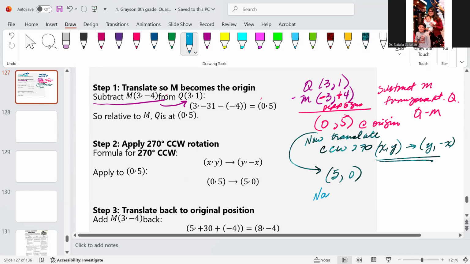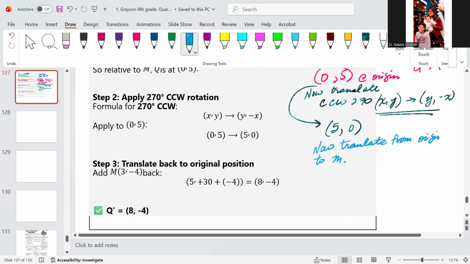Now you have to translate from the origin to M. Does that make sense? So you're going to take 5, comma, 0, and we're going to add M, and M was 3, negative 4, right? So you're going to add the 3 and the negative 4, correct? Which is 8, comma, negative 4. And this right here is your point, which is Q prime. Do you see that?